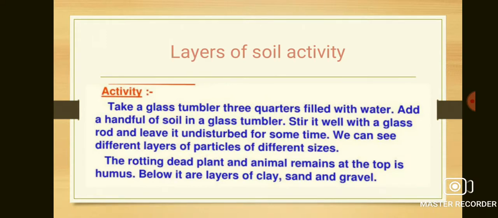So, here you can see an activity which is based on layers of soil. So, let's go through it. Take a glass tumbler, 3/4 filled with water. Add a handful of soil in the glass tumbler. Stir it well with a glass rod and leave it undisturbed for some time. We can see different layers of particles of different sizes. The rotting dead plant and animal remains at the top is humus. Below it are layers of clay, sand, and gravel.